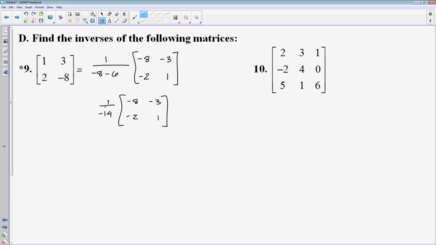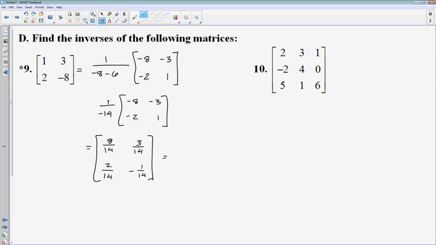And then I will multiply that -1/14 through everything. So that's going to be, let's see, a negative times a negative, that's going to be +8 over 14. And then -3 times 1 over -14 will be +3 over 14. The negatives cancel. And then again, the negatives cancel with the -2, so that'd be 2 over 14. And -1/14 times 1 is -1/14.